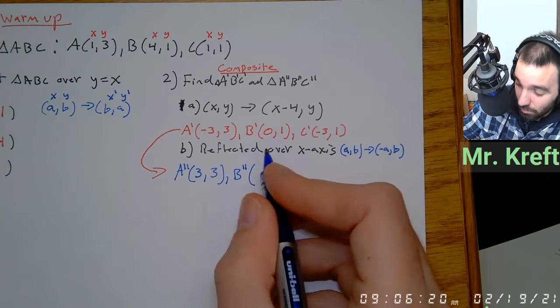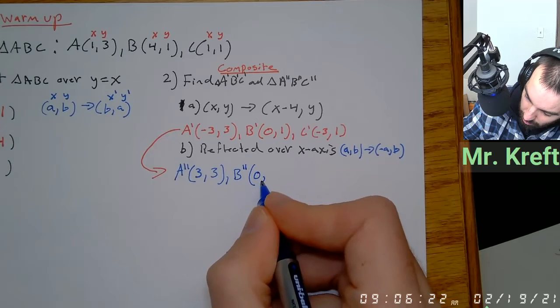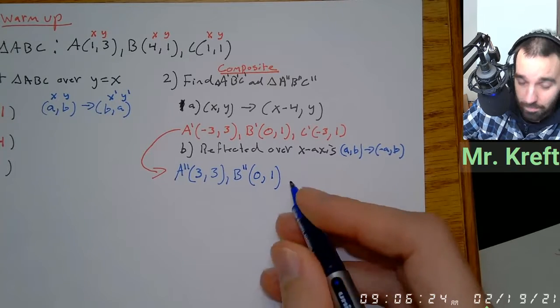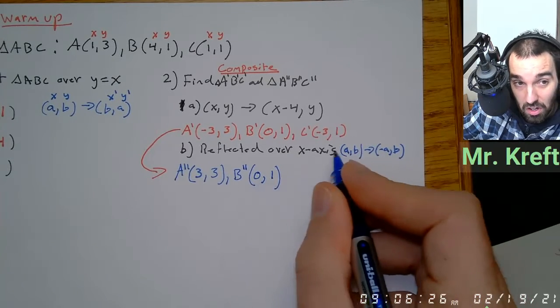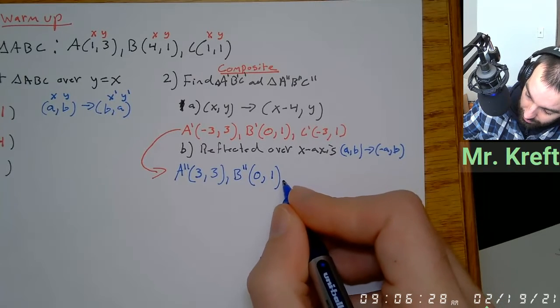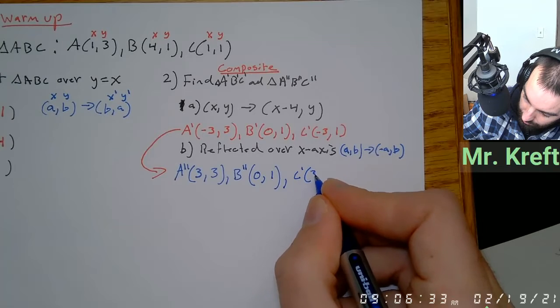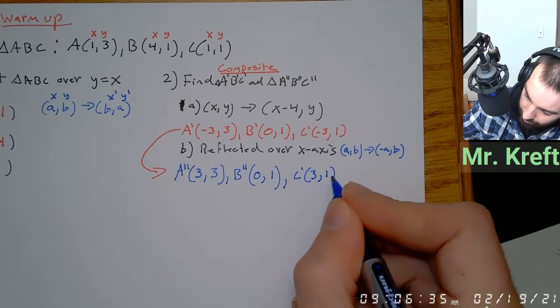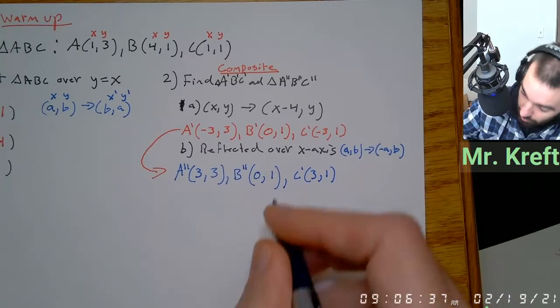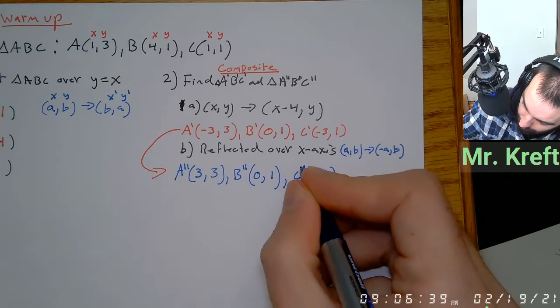Okay. And then for B prime, 0. Well, there is no such thing as -0, right? 0 is a special number. So that just actually stays the same, right? Because it's actually on the x-axis. And then C prime, see how that's a negative? That's going to become a positive. Okay. And then I'm done. Oops, I did C prime. That's C double prime.